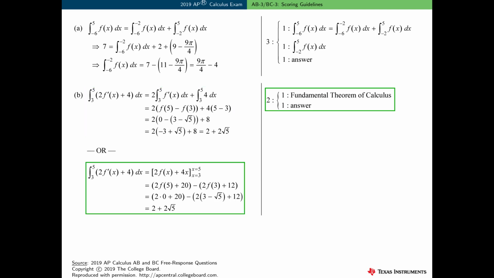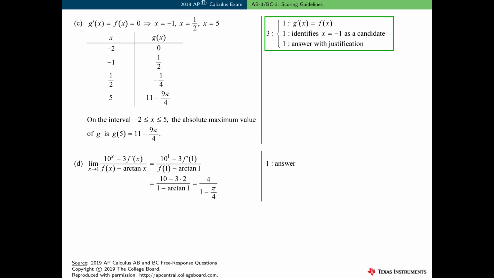Note that there are two very similar solutions to Part B presented in the scoring guidelines. The first solution presents two separate definite integrals without the symbolic antiderivatives, and the second solution presents the antiderivatives and then the evaluations. These were the two most common solution methods presented by students.